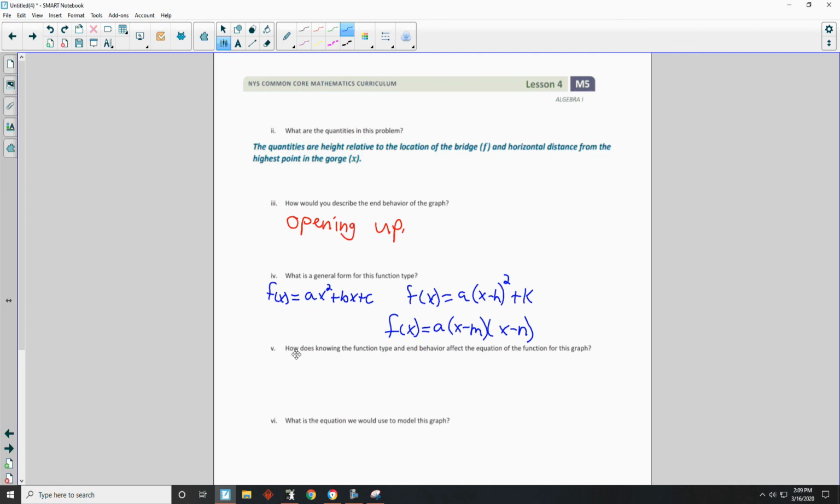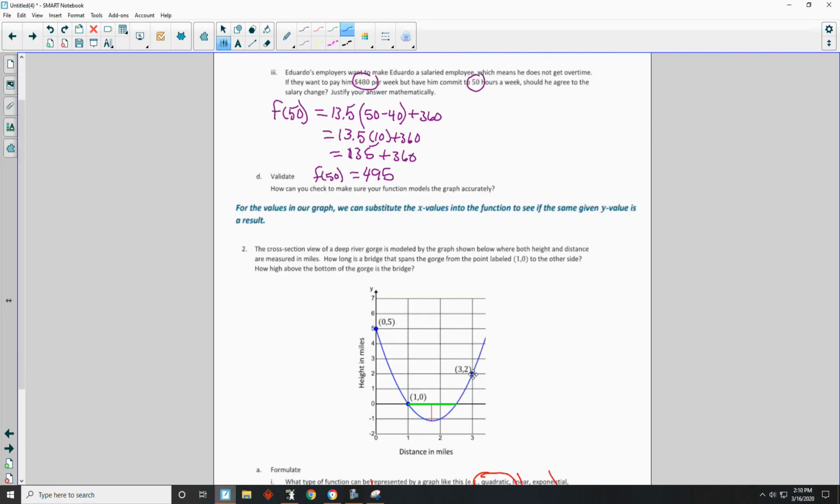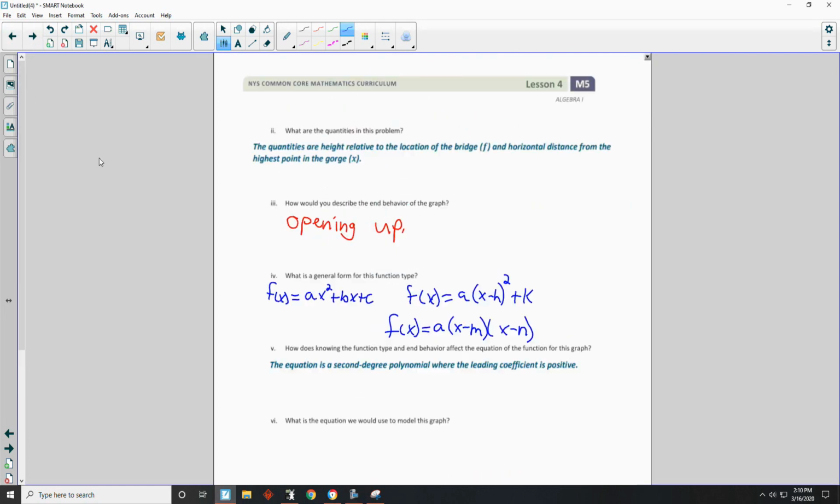Okay, part V. How do the function type and end behavior affect the equation of the function for this graph? The equation is a second-degree polynomial, a quadratic, where the leading coefficient is positive. The leading coefficient is positive because it's opening upward. So a is positive in this equation here.